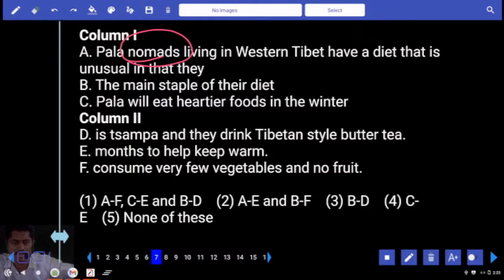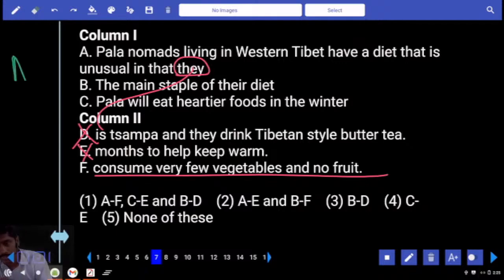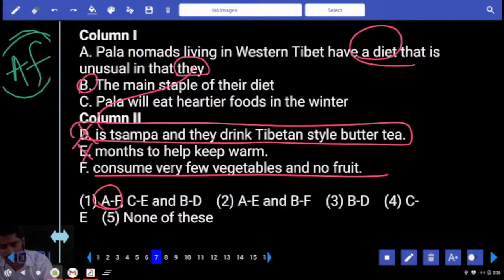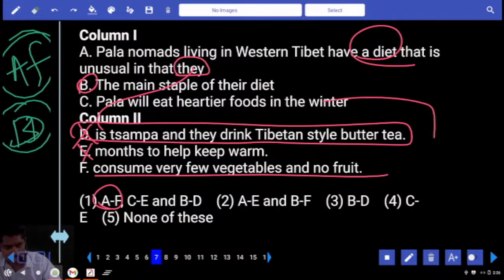Pala nomads living in Western Tibet have a diet that is unusual in that they eat sampa, wrong. They, for months, consume very few vegetables and no fruit. Yes, AF possibility is there because we are talking about diet. AF is there. The main staple of their diet is sampa and they drink Tibetan style butter tea. Can I combine BD? Pala will eat heartier foods in the winter months to help keep warm. Answer: AFCEBD, first option.